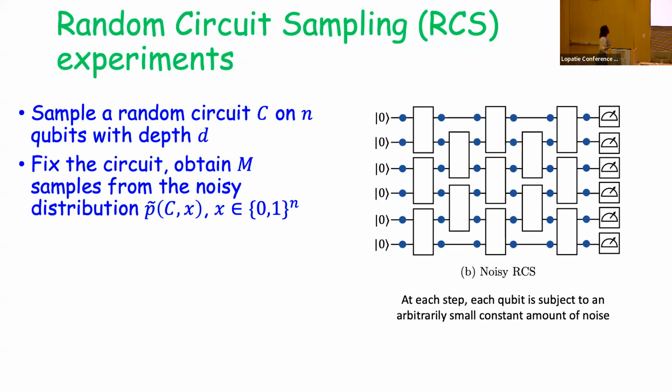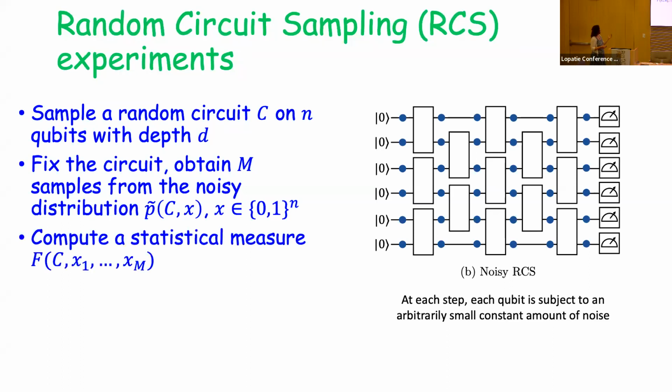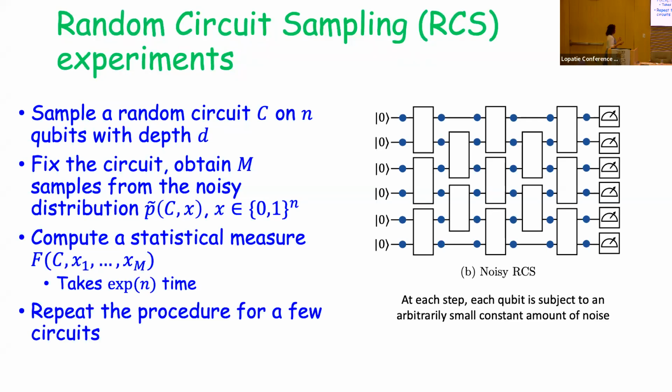The depth d is important. Fix the circuit, obtain m samples from the same circuit. And this will be sampled from the noisy distribution. So if the actual distribution is p, p tilde will be the noisy distribution. And then perform some statistical test on it. It might take exponentially long to perform this test as a classical computation. And then maybe repeat the procedure several times. So that's the RCS framework.